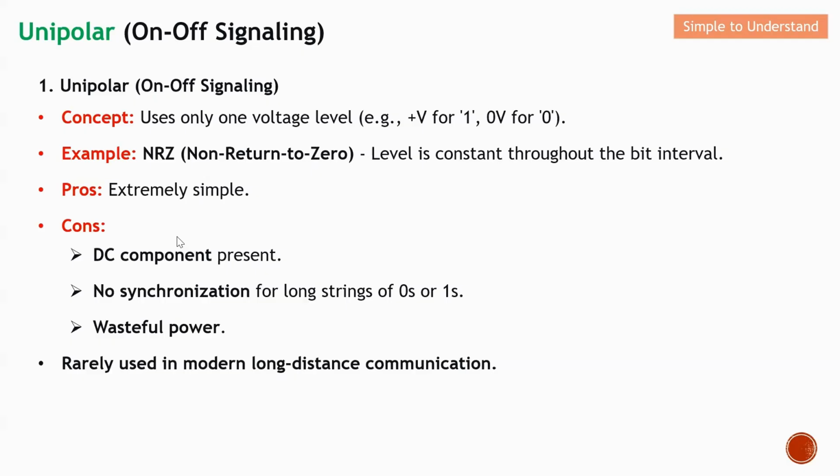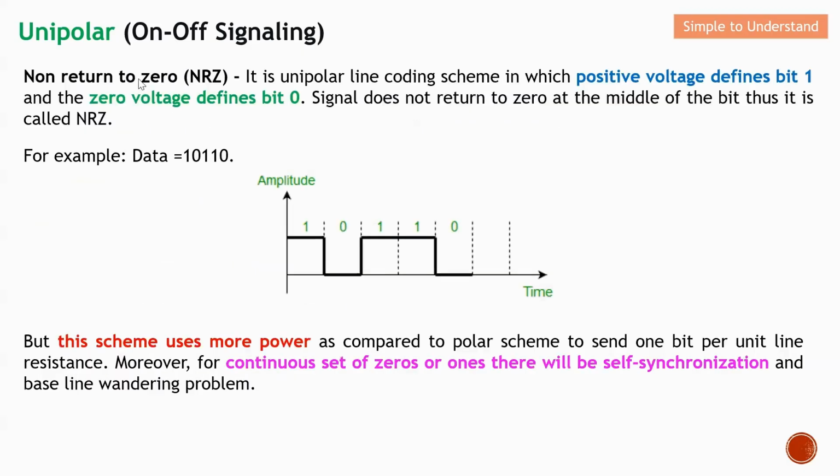Let me give you a further example on this unipolar. As I mentioned earlier, one example will be non-return to 0. Let's go into a little bit more detail on this non-return to 0. Basically, it's a unipolar line coding scheme. Very simple. I think the diagram will explain the whole thing. The positive voltage defines bit 1. You can see from here, all the bit 1s have a positive voltage. And when it's bit 0, it has 0 voltage, as you can see from here. So basically, this is the scheme under line coding, which is non-return to 0.